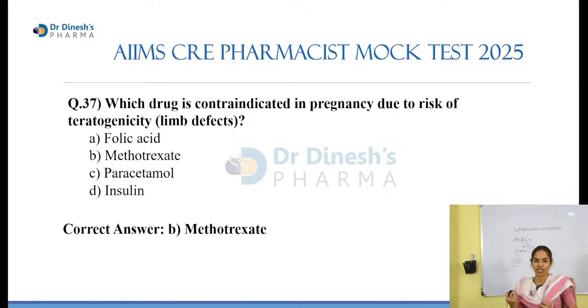Insulin also is not contraindicated in pregnancy, because most of the time there is gestational diabetes. Most of the people undergo gestational diabetes, and insulin is prescribed. Insulin is one of the drugs of choice in gestational diabetes, that is the diabetes which occurs during pregnancy. So even that is not contraindicated.